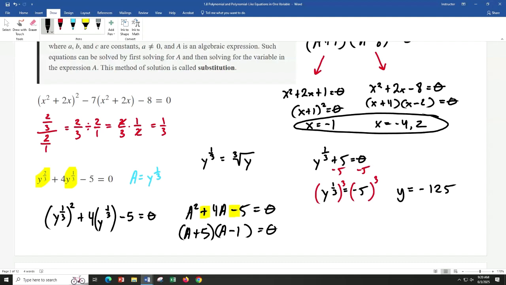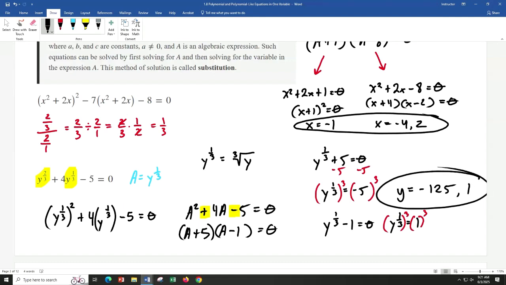And then we can do it again with the a minus 1, can't we? Come in here, I'm going to have y to the 1/3 minus 1, all equal to 0. We're going to turn that around into y to the 1/3 is equal to 1. And then once again, we're going to do what? Raise both sides to 3. And then we get our final answer of just 1. And there's your answers.